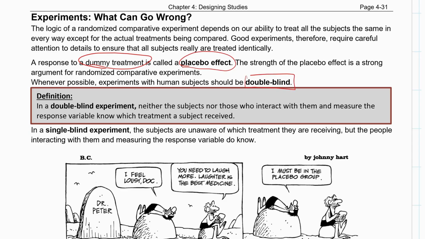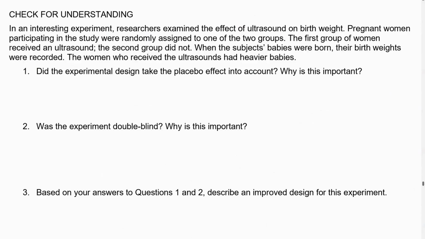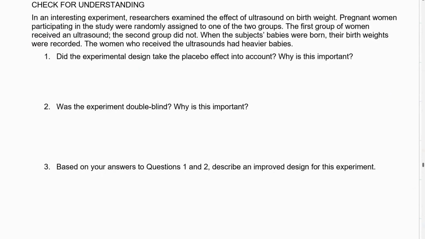In a double blind experiment, neither the subjects nor those who interact with them and measure the response know what treatment is being given. So everyone's in the dark about what group they're in until you see the final results. But in a single blind experiment, only the subjects are unaware what treatment they're getting. Let's take this idea and see if we can make some sense out of it.